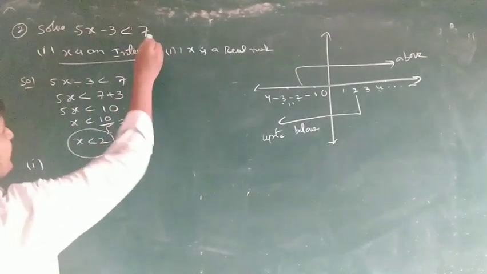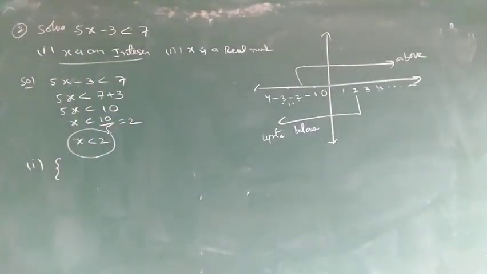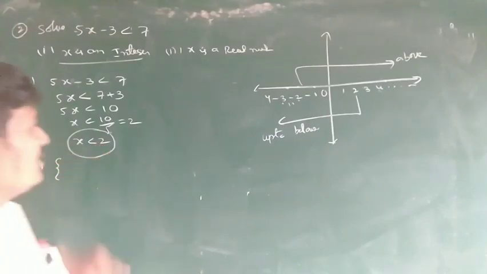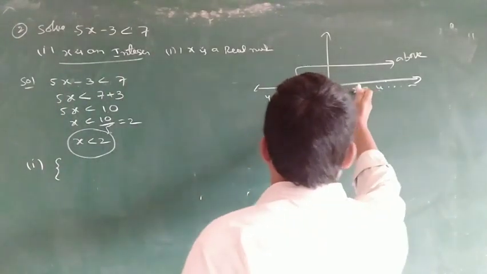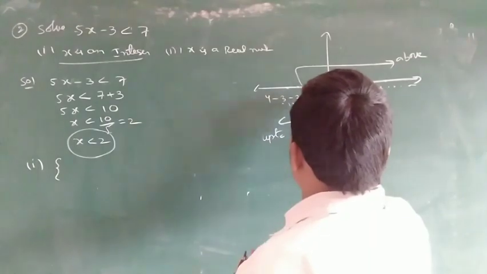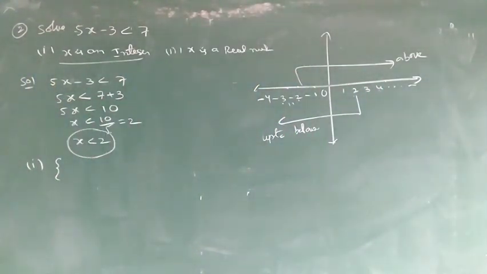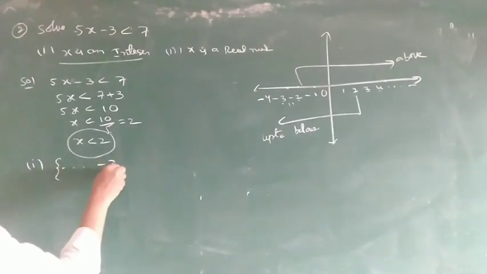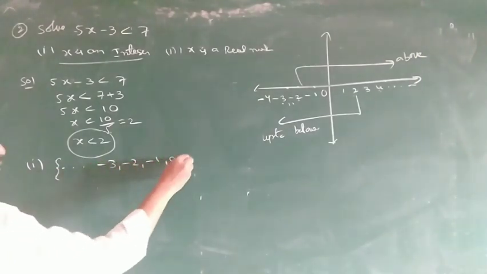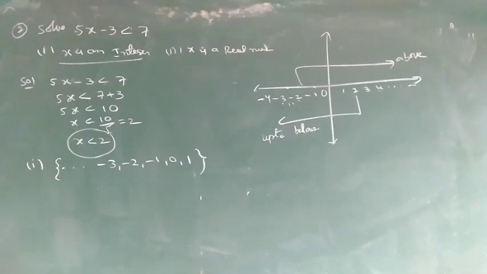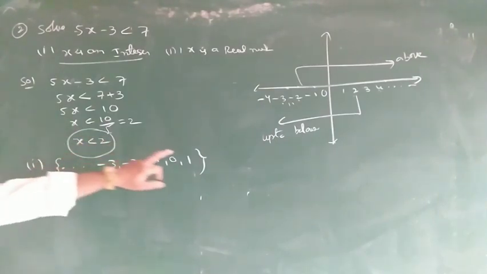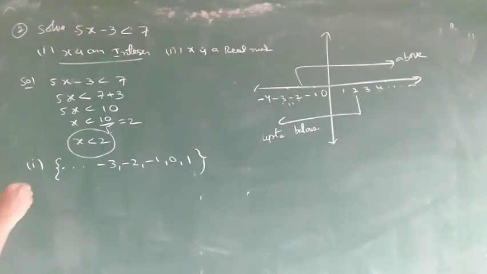Integers. For integers, below 2 means starting from 2 going below: 1, 0, minus 1, minus 2, minus 3, minus 4, and so on. All these values are below 2. Less than 2 means not including 2. Less than or equal to means including 2. Okay. Next, the second bit.